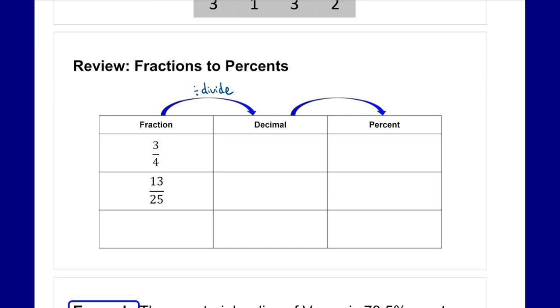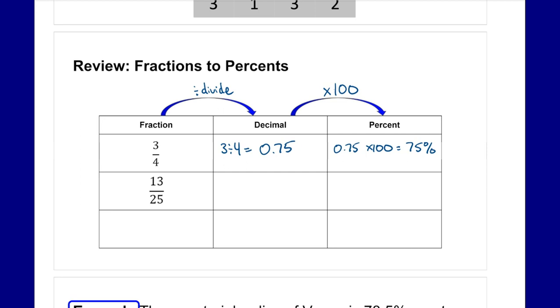You're going to divide your fraction: the top number divided by the bottom number. We talked before about how a fraction is just a different way to represent division. So 3 divided by 4 is going to equal 0.75. That's my decimal now. If I want to go from a decimal to a percent, I'm going to multiply by 100. So 0.75 multiplied by 100 equals 75, which is 75%.